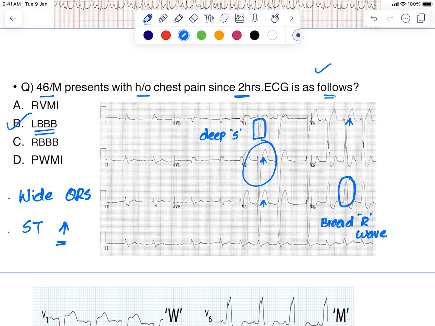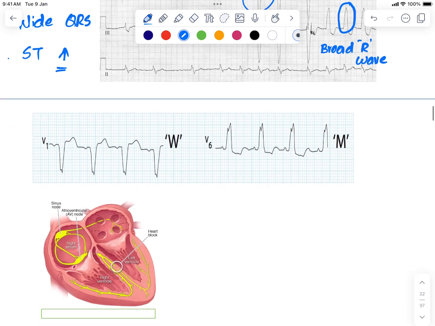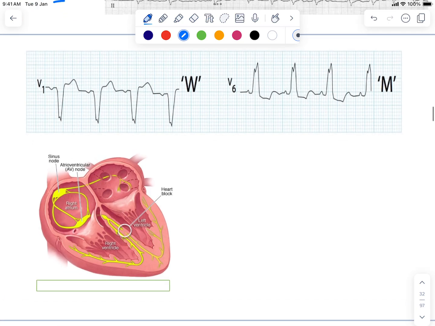Now let me tell you the concept of left bundle branch block. See, in patients with the left bundle branch block, your left bundle branch which is supplying to the LV myocardium is blocked. So once the left bundle branch which is supplying to the myocardium is blocked, which is the chamber which will get depolarized first? It is the right ventricle which will get depolarized first. Okay, it's the right ventricle which will get depolarized first. And where are your electrodes being present?